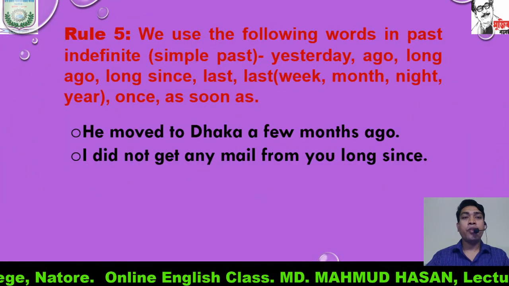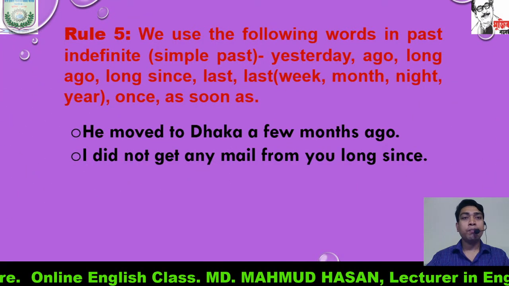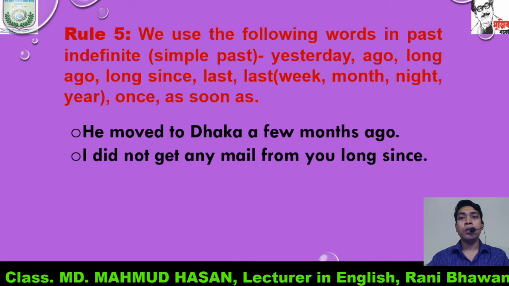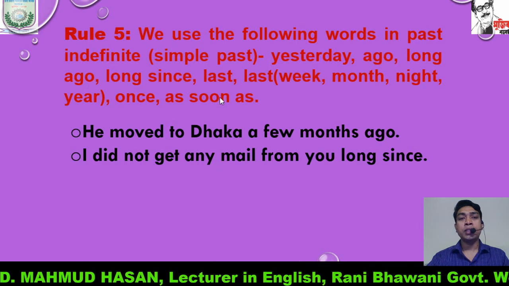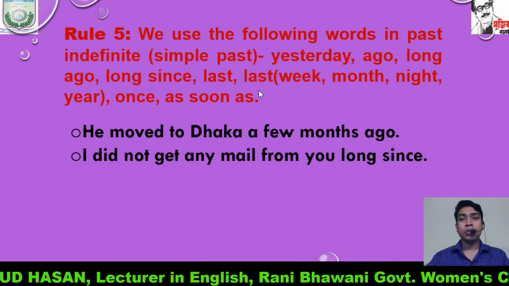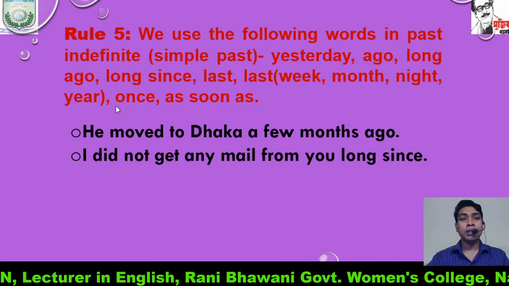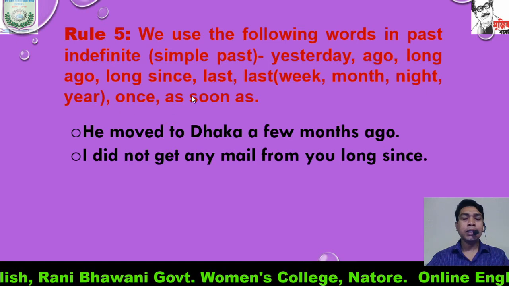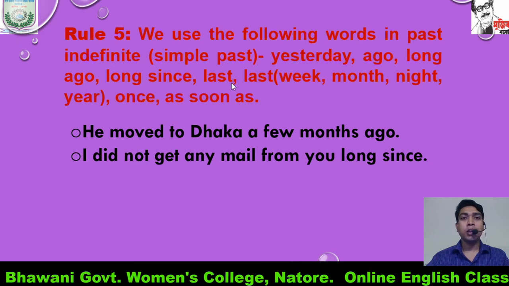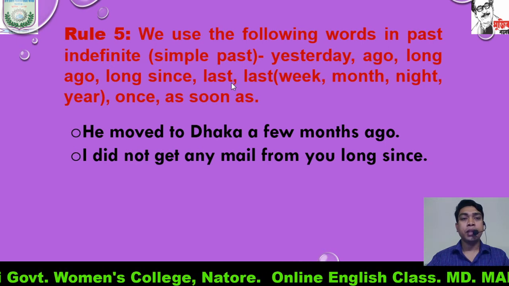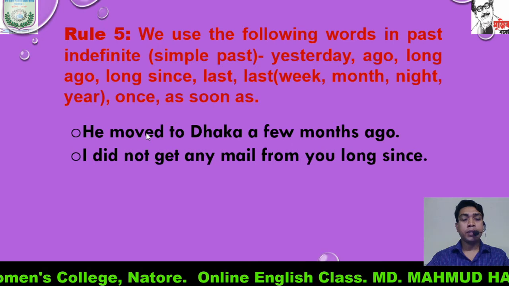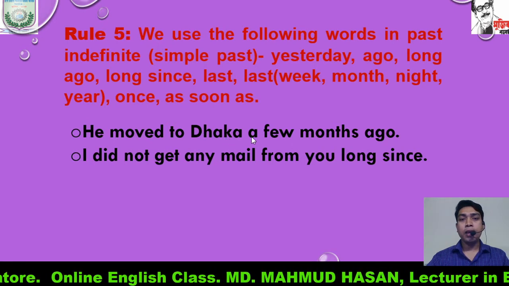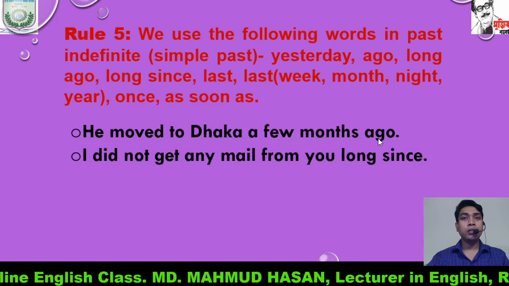Rule number 5. We use the following words in past indefinite or simple past: yesterday, ago, long since, last week, last month, last night, last year, once, as soon as. So these are the indicators or markers of simple past or past indefinite. Examples are given here. He moved to Dhaka a few months ago.